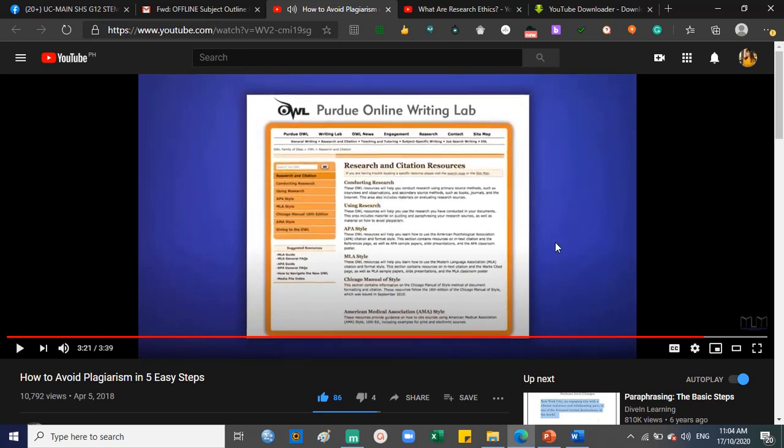You can also use Purdue, right? Just make sure that it is APA writing style. We do not use MLA again, so it's APA and it's 7th edition.